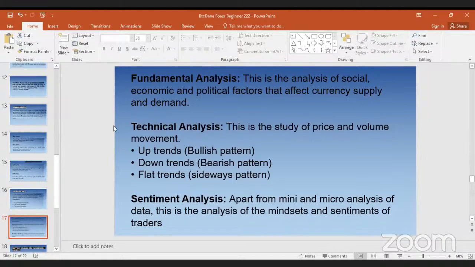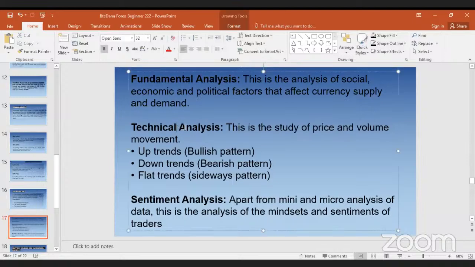And then we have the technical analysis. Now, the technical analysis is the fun part of trading, like I said from the beginning. It is where you make your analysis on the forex chart. I've introduced you to the forex chart earlier, and I said we make technical analysis on the forex chart. It is the study of price and volume movement.